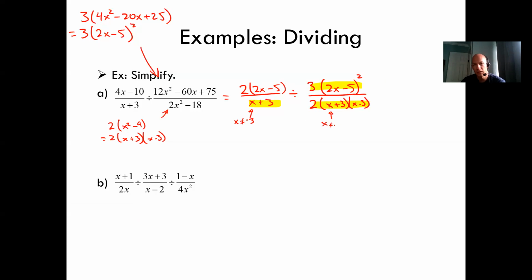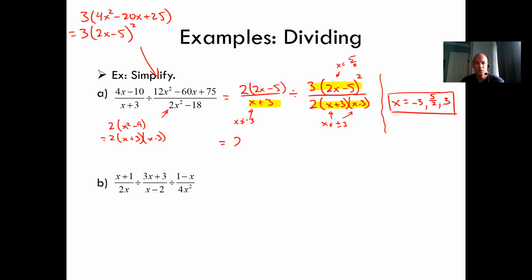Okay, so here x cannot be equal to -3. Here, x cannot be equal to, I'll just combine these, plus or minus 3. And then here, x cannot be equal to, is that 5 over 2? So somewhere over here, I'm going to write: x cannot be equal to -3, 5 over 2, or positive 3. Those are all my non-permissibles.